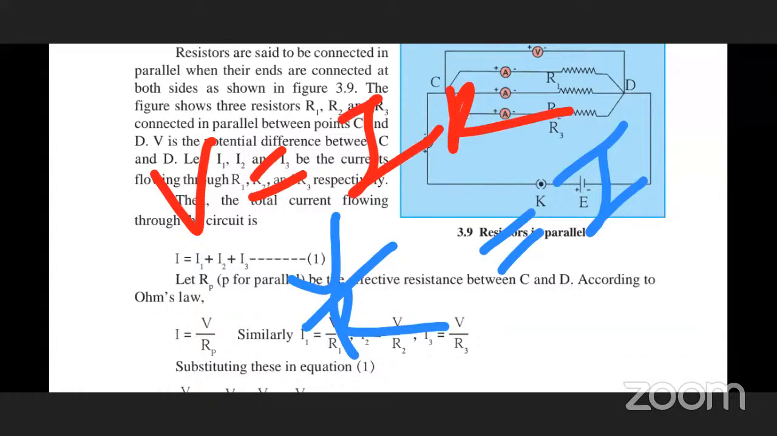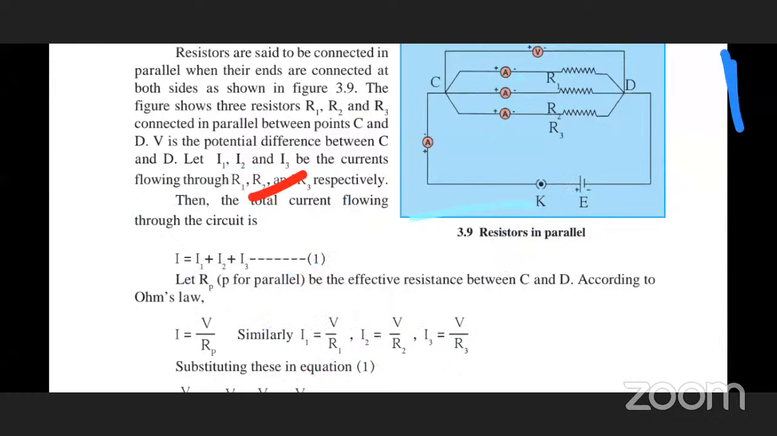Now, because we have resistance in parallel, so you are going to write RP like this. Yes, P for parallel. Then again, we are going to apply this formula and derive one short derivation.